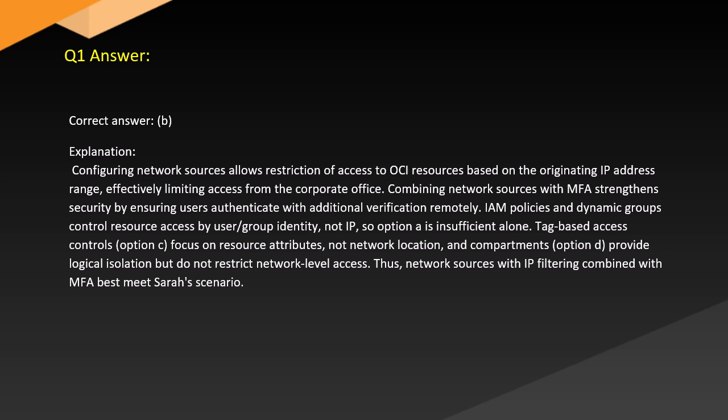IAM policies and dynamic groups control resource access by user group identity, not IP, so option A is insufficient alone. Tag-based access controls, option C, focus on resource attributes, not network location, and compartments, option D, provide logical isolation but do not restrict network-level access. Thus, network sources with IP filtering combined with MFA best meet Sarah's scenario.